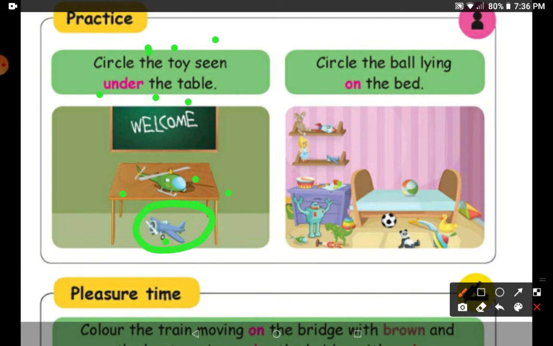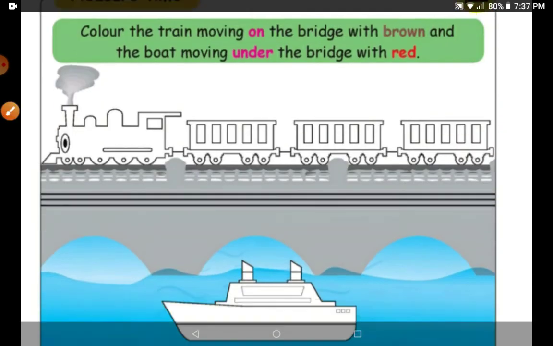So I circled it. Next one, circle the ball lying on the bed. Which ball is on the bed? This colorful ball is lying on the bed. Okay. So I circle that ball. Okay. Next one is, see, you're going to do this.